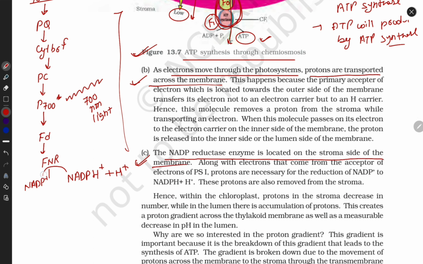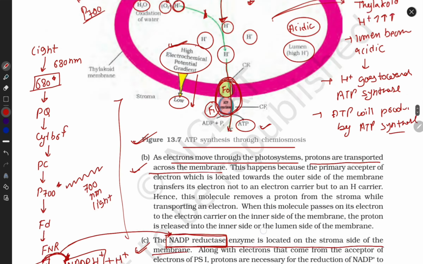Yes, guys, this conversion is done by NADP reductase. This is not normal, na? This is the lower energy form, and this is the highest energy form. This is done by NADP reductase. And where is it located? The stroma part, guys.